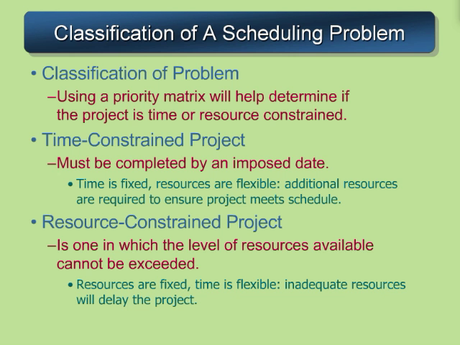In a time constrained project, as we said before, we're going to impose a specific completion date. And so time is fixed, resources are flexible, and additional resources that are required to ensure the project meets the schedule can be available. In a resource-constrained project, we've got cost limitations. Resources are fixed, time is flexible, and we don't have enough resources, and if we start going below a certain minimum threshold, we will in fact delay the project.